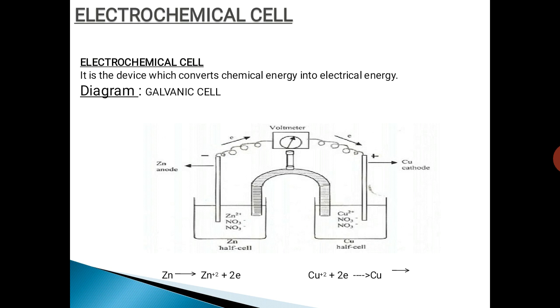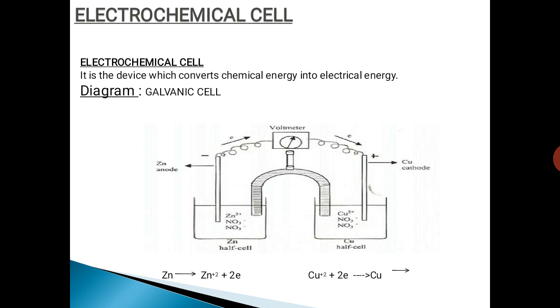Now, as you can see here, electrochemical cell. Here is a diagram of an electrochemical cell. If you go by the definition, an electrochemical cell is a device which converts chemical energy into electrical energy. Now students, topics such as electrochemical cell and electrode potential come under electrochemistry. Electrochemistry is the study of chemical processes that cause electrons to move.